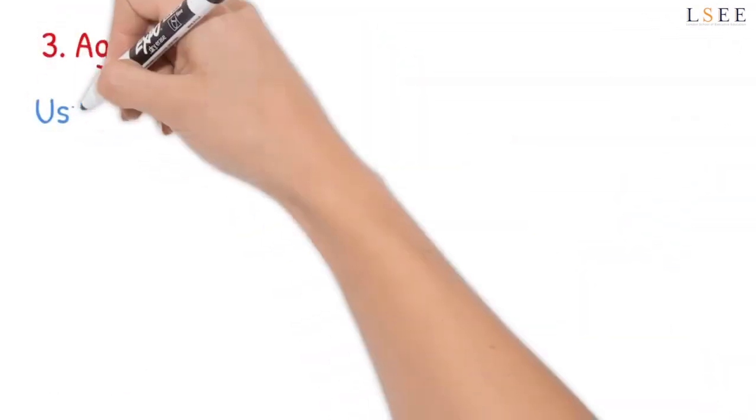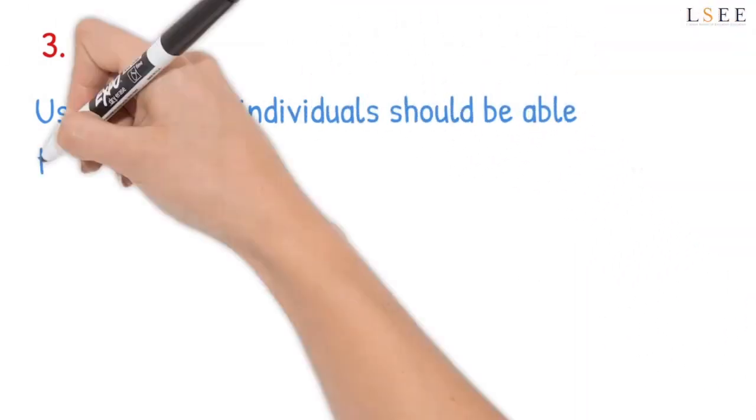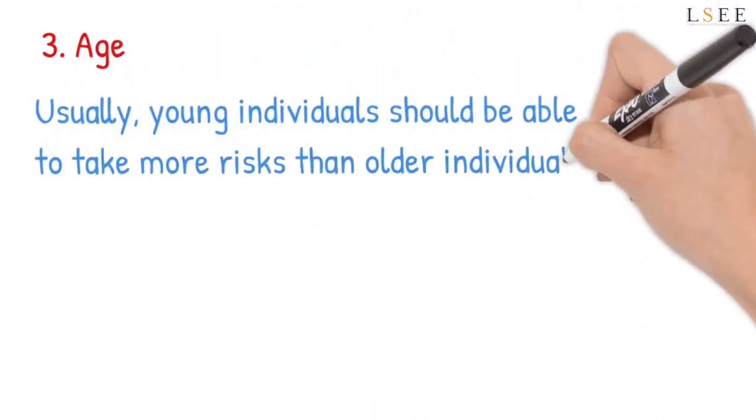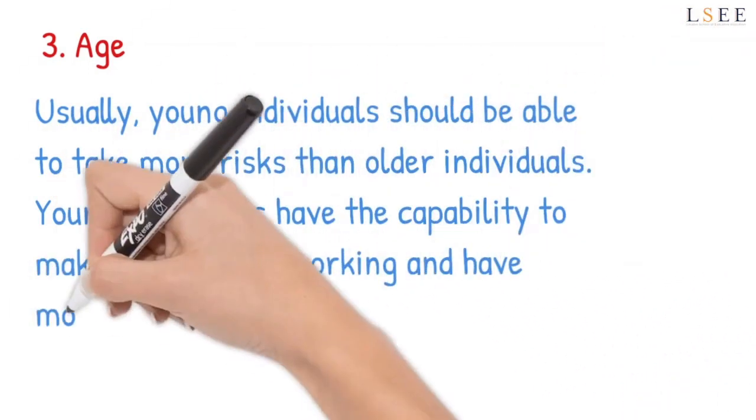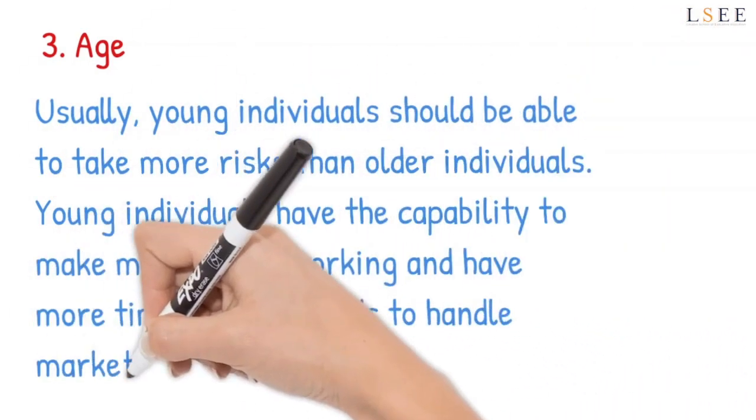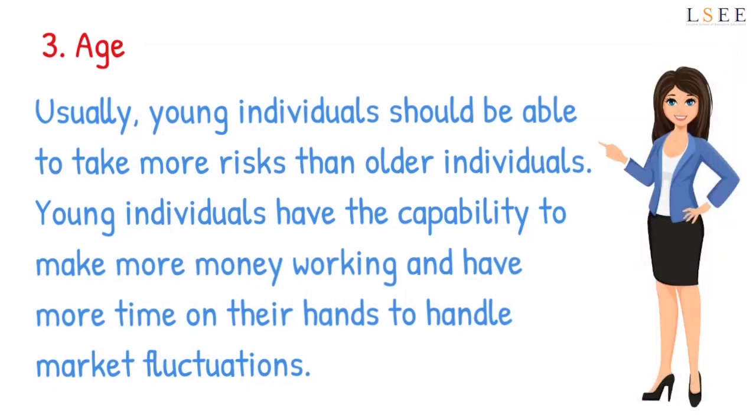3. Age. Usually, young individuals should be able to take more risks than older individuals. Young individuals have the capability to make more money working and have more time on their hands to handle market fluctuations.